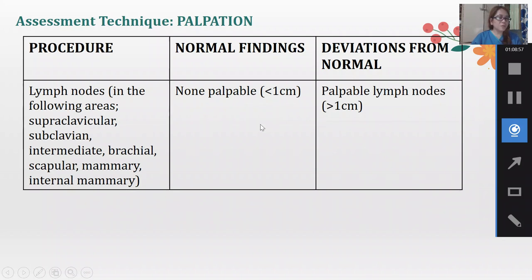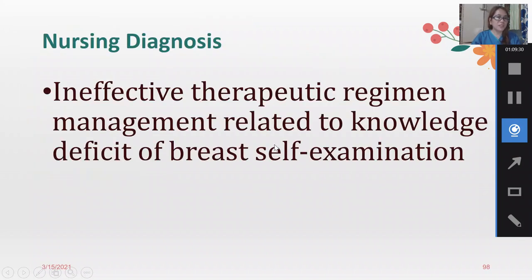Okay? For the lymph nodes in the following area, so pag in-assess mo, makikita mo rin yun sa breast 1, 2, 3, 4, 5, 6, parang o'clock, 12 o'clock, 7, 8, 9, 10, 11, 12. Hanggang palayo ka ng palayo, lalo na pag malaki yung breast ng client, papunta ka na doon sa arm ng client. Okay. So, there should be non-palpable nodules, or kung meron man, should be less than 1 cm. So, abnormal na kapag may palpable lymph nodes, okay, na more than 1 cm.